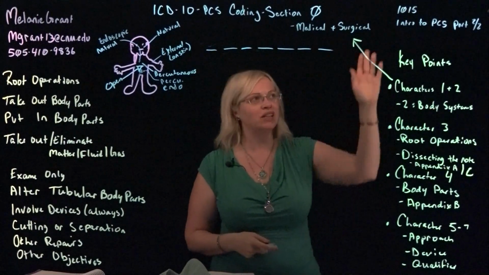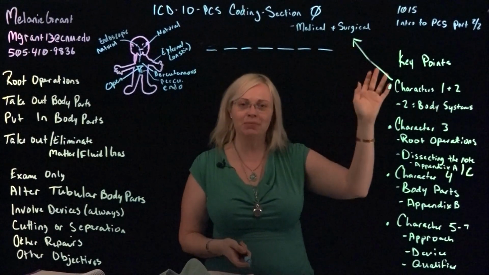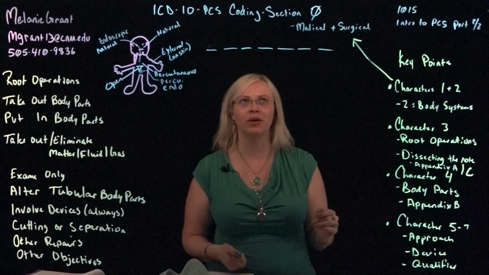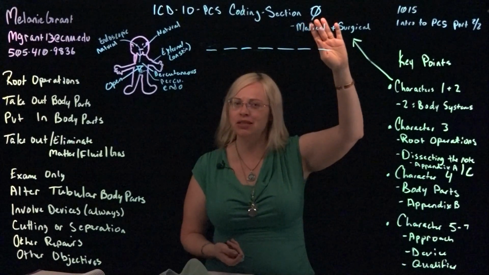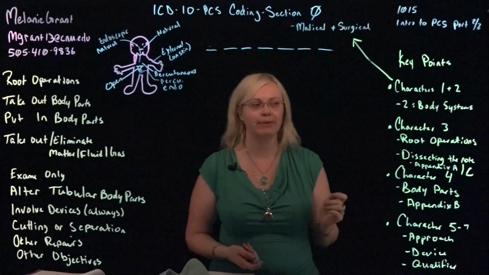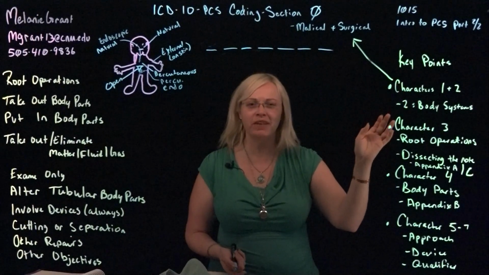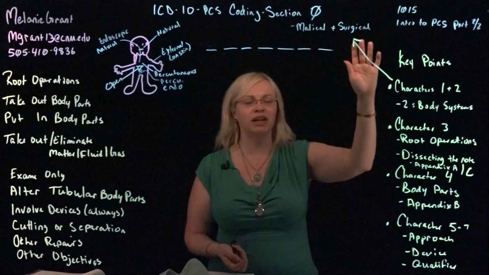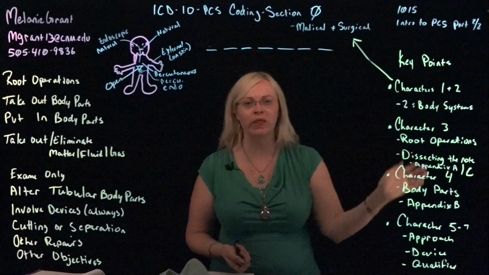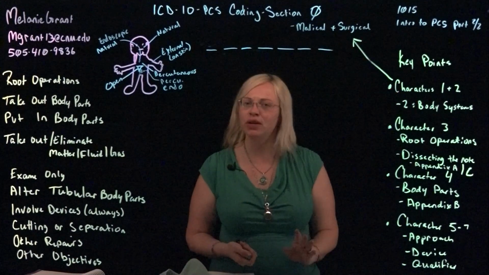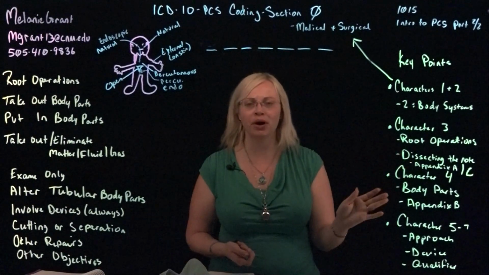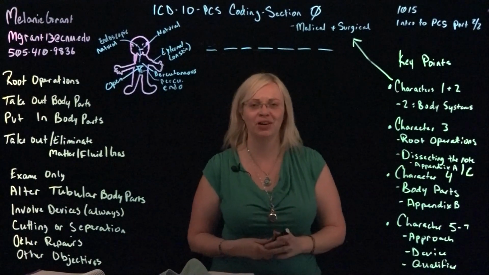Today we're talking to our class 1015 on our second part of Introduction to PCS Coding, focusing on Section 0, Medical and Surgical Coding. Our key points today will be looking at each of the characters identified with specifics to medical and surgical coding from characters 1 through 7. And our biggest focus will be on root operations and body parts specific to this category.